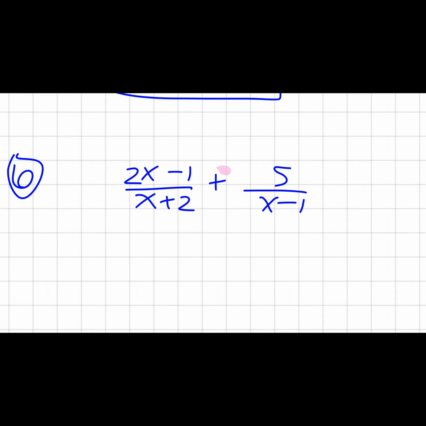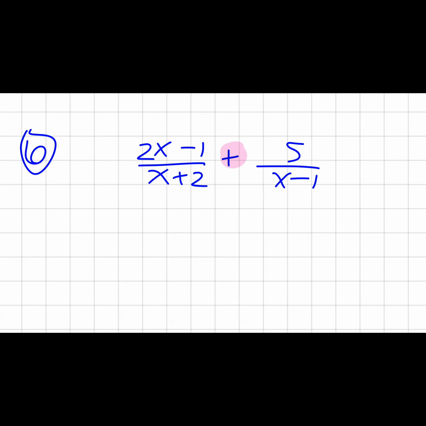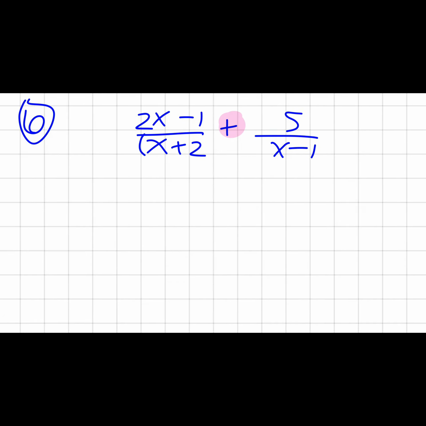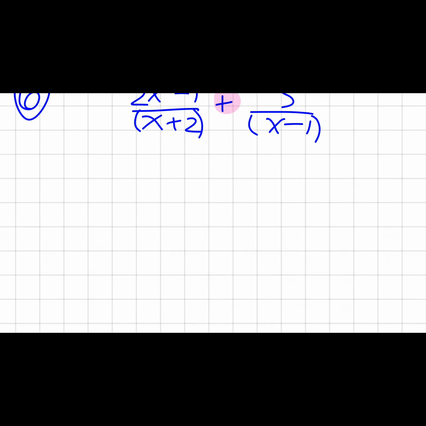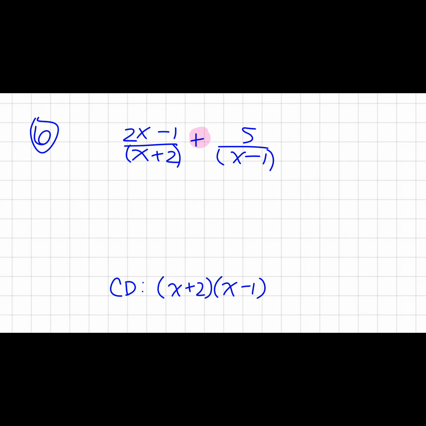Okay, problem number 6 is asking us to do the same thing. Write an equivalent fraction to these two fractions being added together. So essentially what they want us to do is to actually add these together. And in order to add any fractions together, you need them to have a common denominator. At the moment, they do not have a common denominator. So we are going to create a common denominator through multiplication. The product of these two denominators will give us our common denominator.